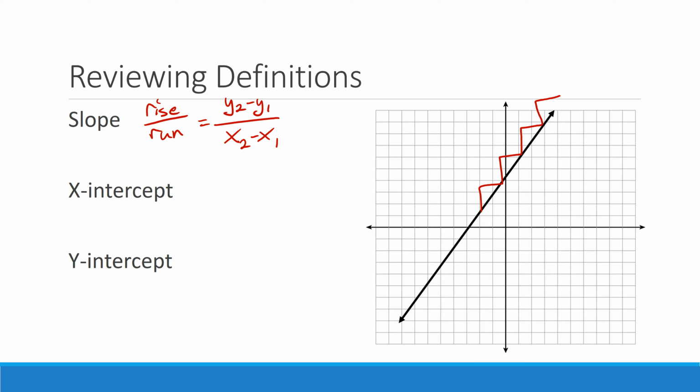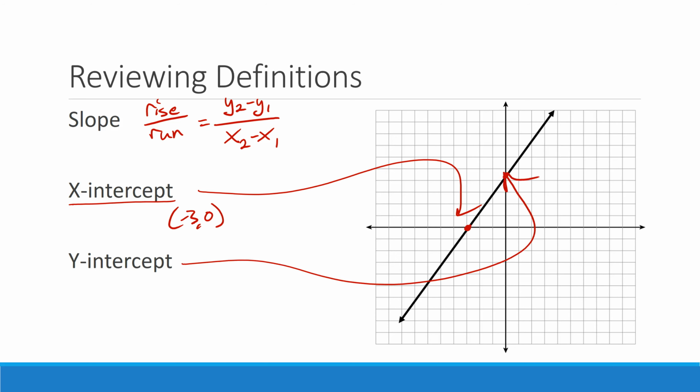The x-intercept. Here's something that we didn't necessarily talk about, but I just wanted to review. The x-intercept is where this line touches the x-axis. So it's right there. It looks like my x-intercept here is around (-3, 0). The y-intercept, similarly, is where the line crosses the y-axis. So right there. That looks like it's about 4.5. So over 0, up 4.5.